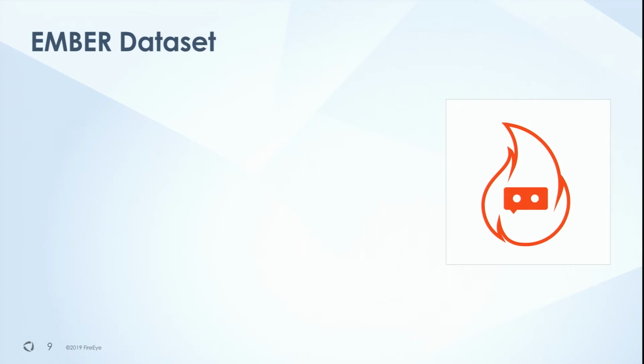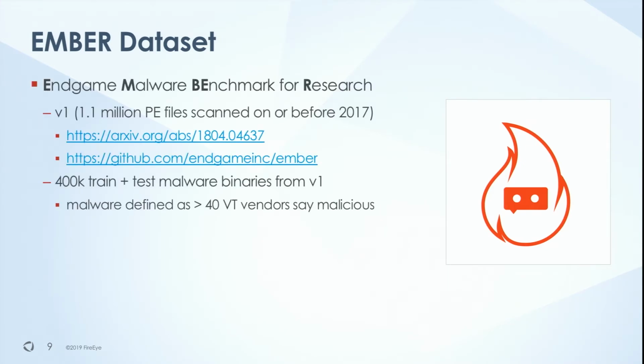This has been highlighted a lot in this conference. This has been very, very helpful work put out by Elastic or Endgame. These guys open sourced a set of malware features and identifiable binaries. You can see the work at the arXiv paper or their GitHub. It's over 1 million PE files, split up into testing and training sets, and also malicious and benign. They define malicious as anything that more than 40 VirusTotal vendors say is malicious. So this is a safe set of malware for us to work with in that sense. It's something that a lot of vendors are agreeing upon.